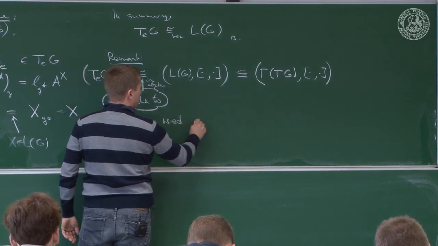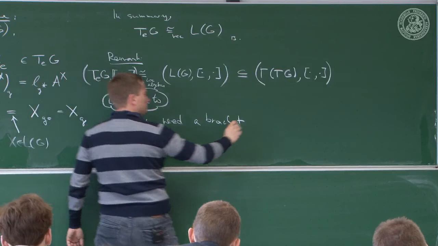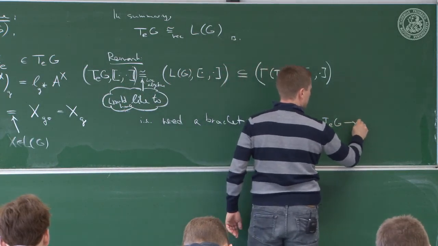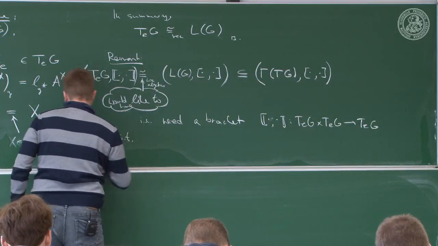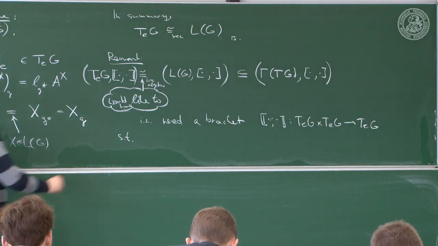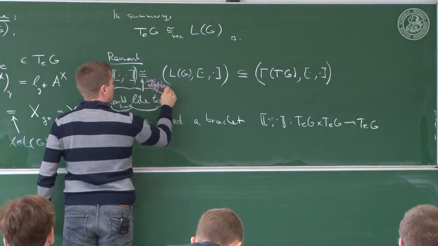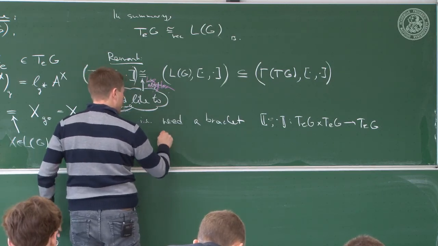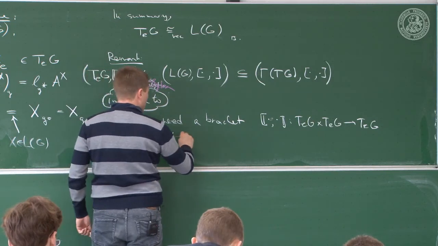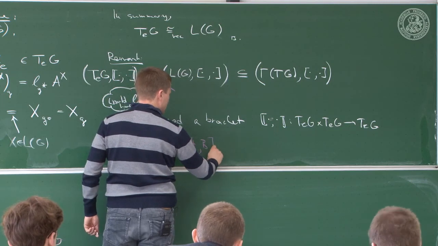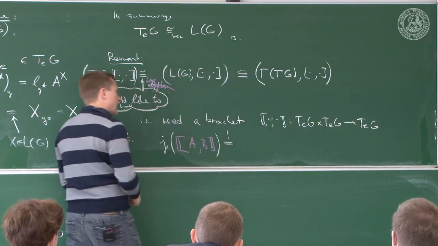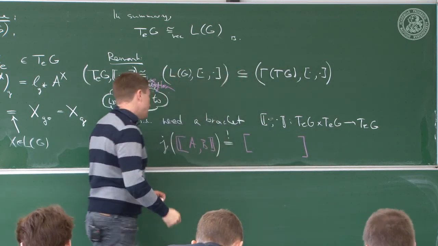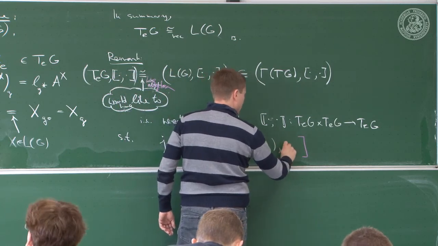That is, we need a double bracket on TEG cross TEG into TEG, such that, and this is the structure preserving property, we want this to be an isomorphism of Lie algebras. So the double is only to show it's a different bracket. We want that if we apply our famous isomorphism J to the bracket of two elements in TEG, we want this to be the same as taking the bracket in LG after we mapped the individual elements.